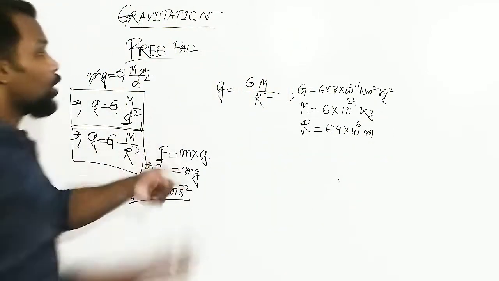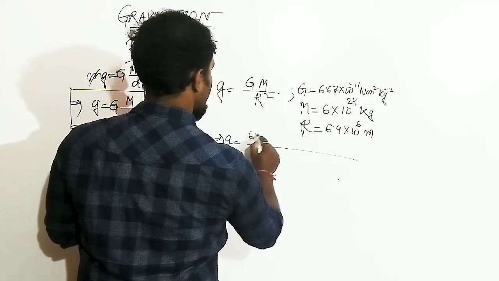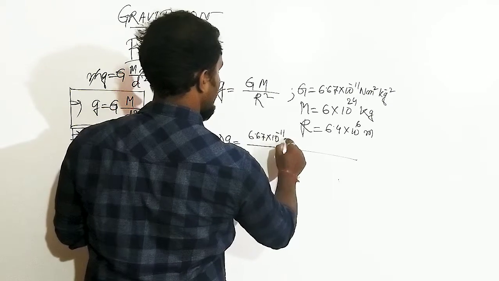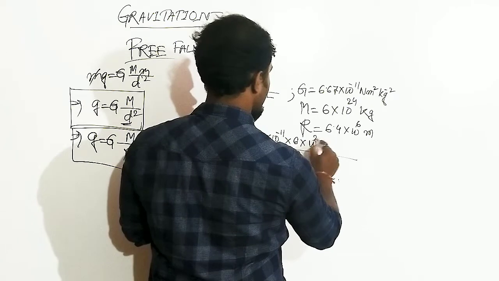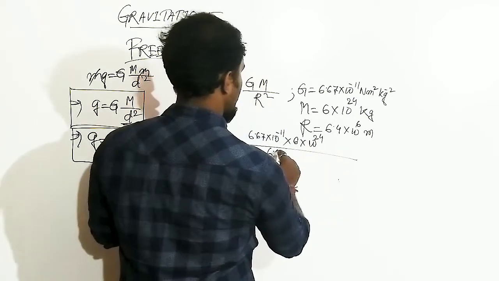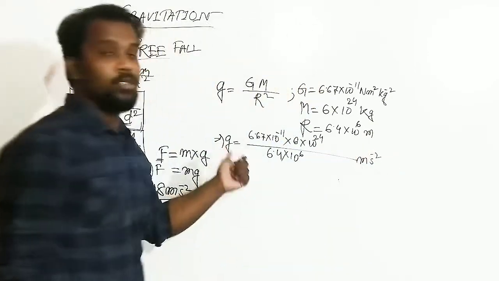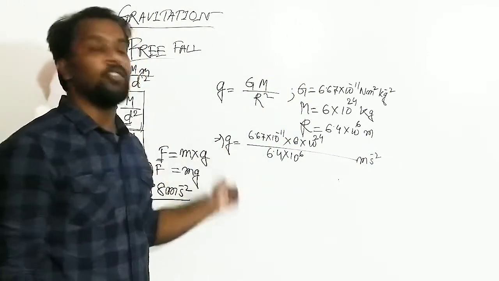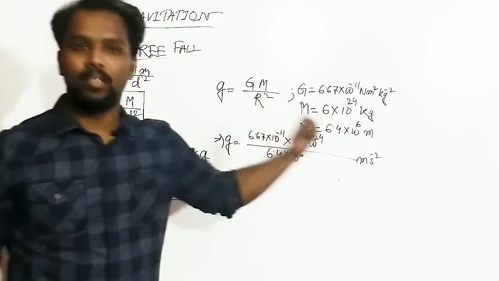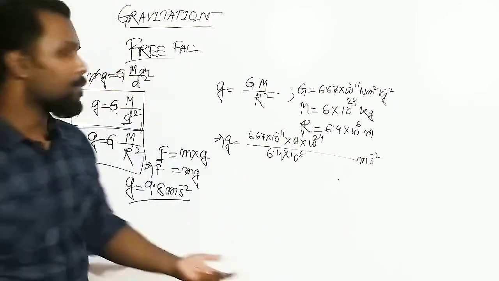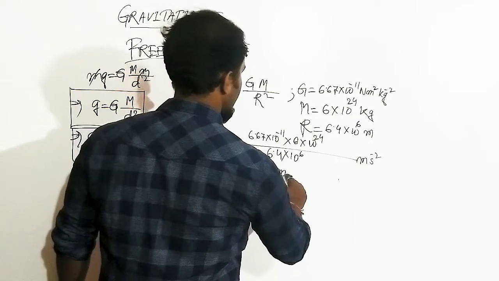Okay, if you plug in all the values here, what are you going to get? g is equal to 6.67 into 10 to the power minus 11 into 6 into 10 to the power 24 by 6.4 into 10 to the power 6 squared, in meter per second square, since it is a gravitational acceleration, and this gravitational acceleration has the same unit as small a, the acceleration in a straight path or circular path. If you solve this, you are going to get 9.8 meter per second square.